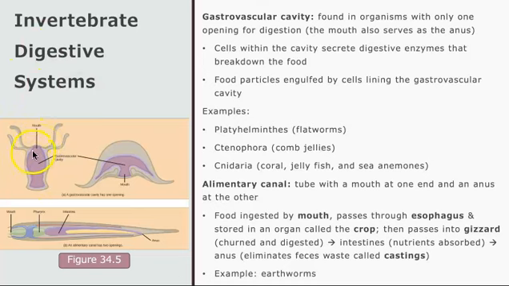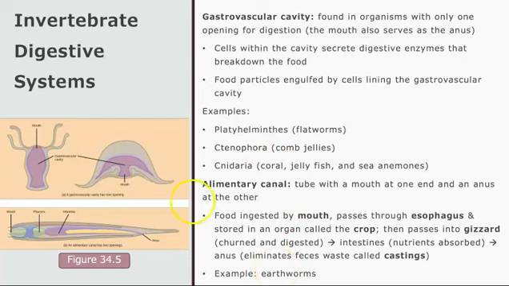And inside this cavity, we are going to have cells lining this area that can secrete digestive enzymes to break down the food. And then the smaller food particles are going to be engulfed by these cells and utilized within cellular processes. Examples of animals that have this gastrovascular cavity would include our platyhelminths, which are also known as flatworms, ctenophora, which are known as comb jellies, and our cnidaria, which include our coral, jellyfish, and sea anemones.